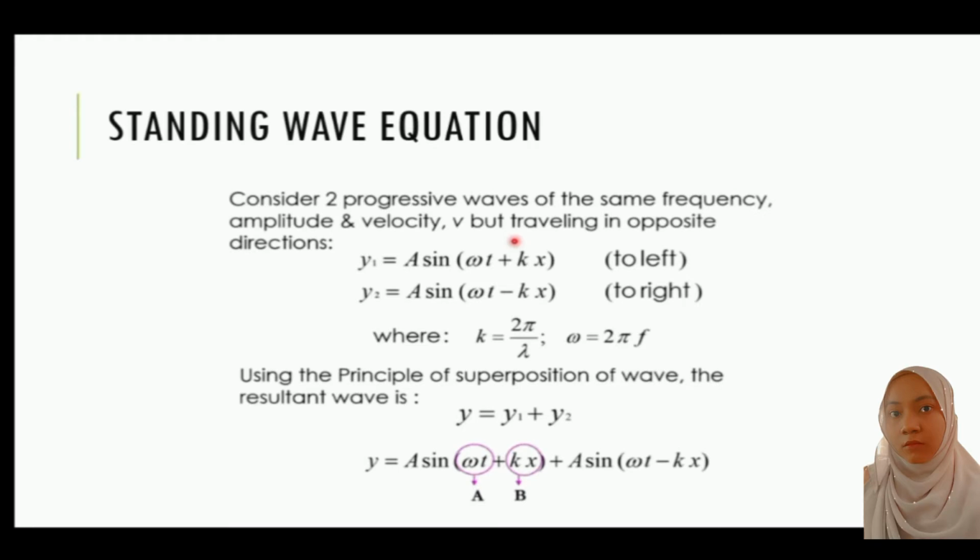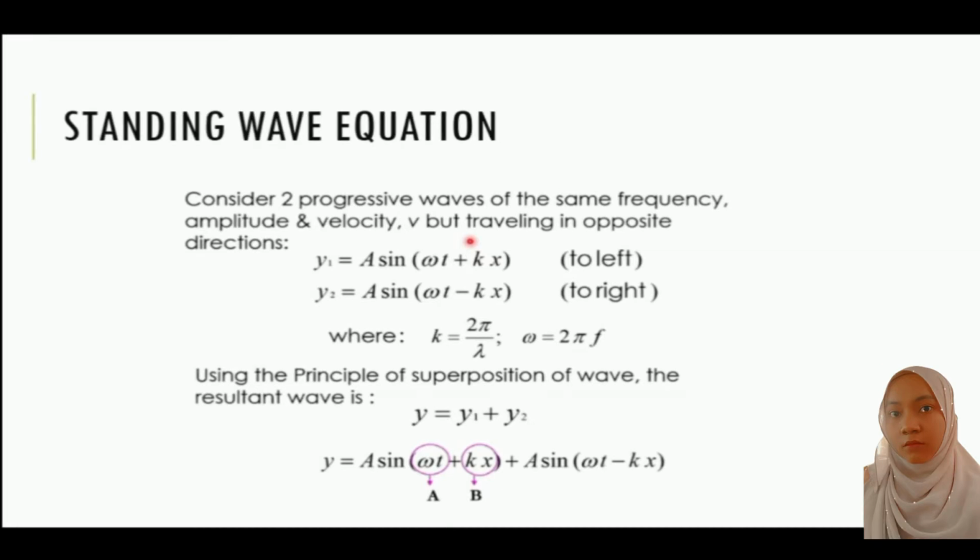Okay, standing wave equation. Consider two progressive waves of the same frequency, amplitude and velocity but travelling in opposite directions. Okay, so dekat dalam equation ni dibagi y1 and y2. Beza y1 and y2 ni ialah dia bergerak dalam opposite direction. So kita tengok formula dia ada sedikit perbezaan. Y1 equals a sin (omega t plus kx), maksudnya the progressive wave moves to the left, and y2 equals a sin (omega t minus kx). The minus there means the progressive wave moves to the right.